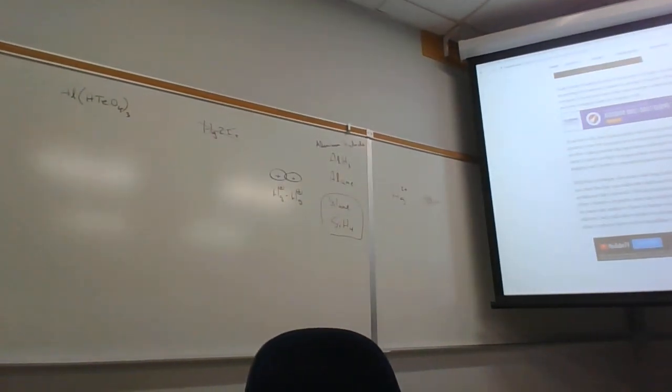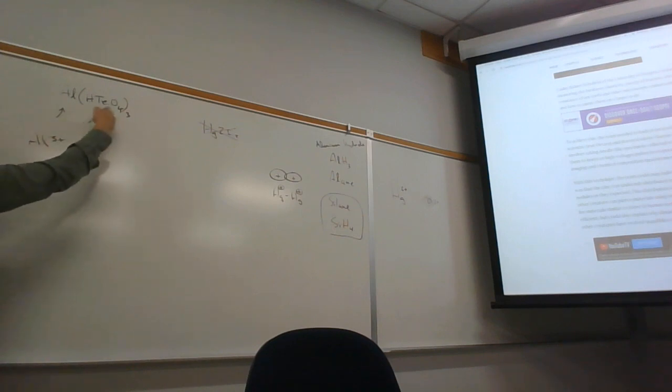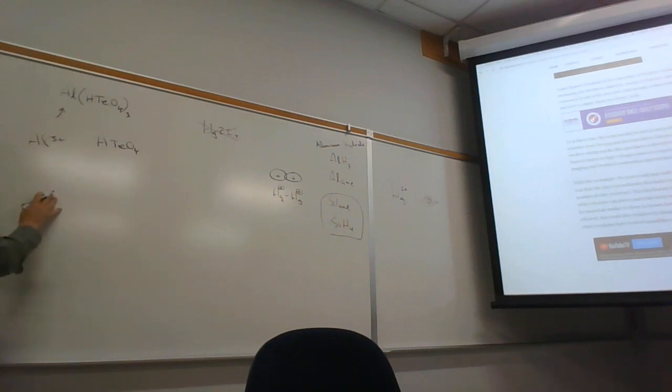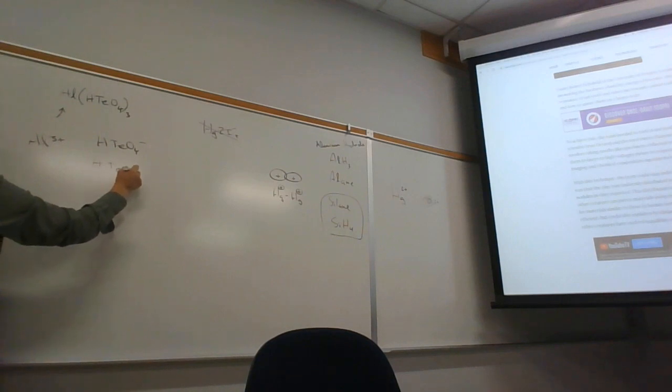But the first thing is this, this is the cation. This one should be easy. What's the charge on aluminum? 3+. And that means this whole thing is the anion, and that must carry what charge? HTeO4 must carry a net charge of -1. And we have 3 of those, and so it's all balanced out.